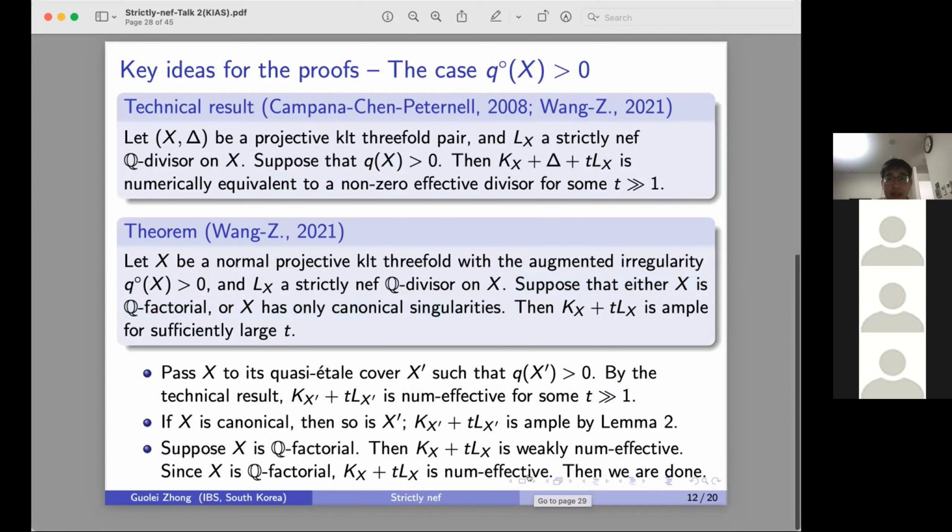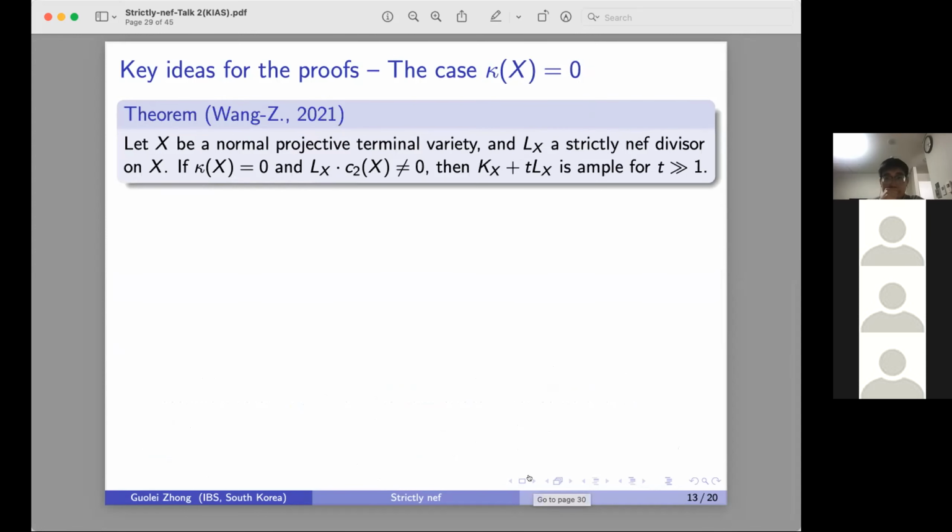Okay, now let's continue. So the third case is kappa X being 0. Note that we don't finish the proof for the whole case kappa X equal to 0. Okay, there is a remaining case, Lx times c2 equal to 0, that we are not able to deal with. So in this case, if we assume Lx times c2 not vanishing, then we can show Kx plus TLX is ample.